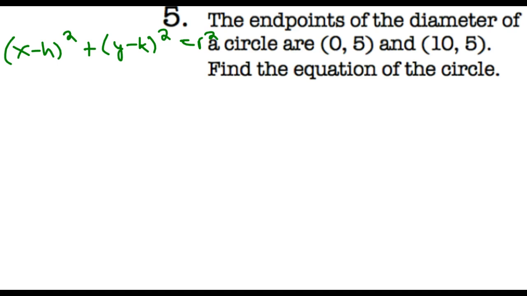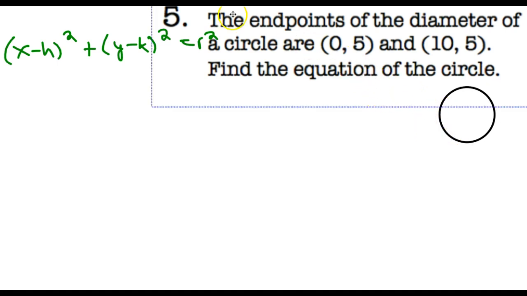Remember, the center of the circle, let's draw a visualization of what's going on here. We've got a circle, and I know where the endpoints are. They're at (0, 5) and (10, 5). Oh, so it's a horizontal line. I'll try to make it a little bit accurate. Sometimes when I'm sketching, I really don't care if it looks like it would on a graph or not. I just want a visualization. So pretend like that's going through the center here, and the endpoints are at (0, 5) and (10, 5).